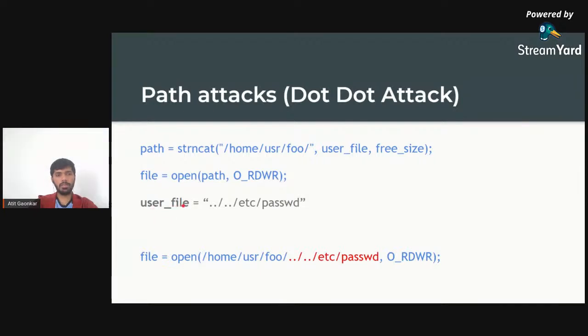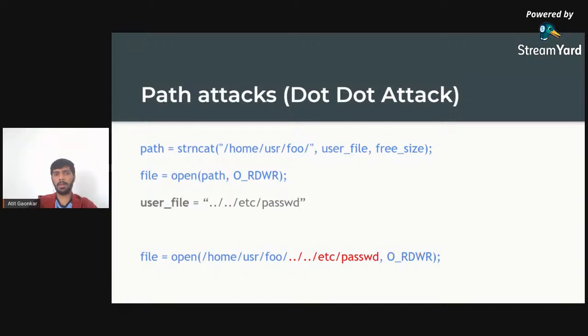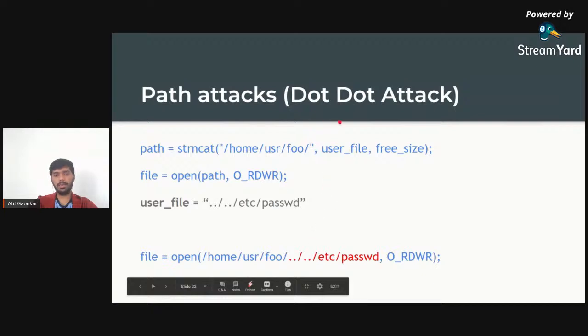Now, if this is the input that the user has provided to the application, it directly appends to the first argument. Now the actual path becomes slash home slash. So now these two are negated because of the two dots here. So it becomes slash etc slash password, and that is being written and opened. Right? So this is a bad implementation of an application. And since the user is using these two dots, it is called a dot dot attack.